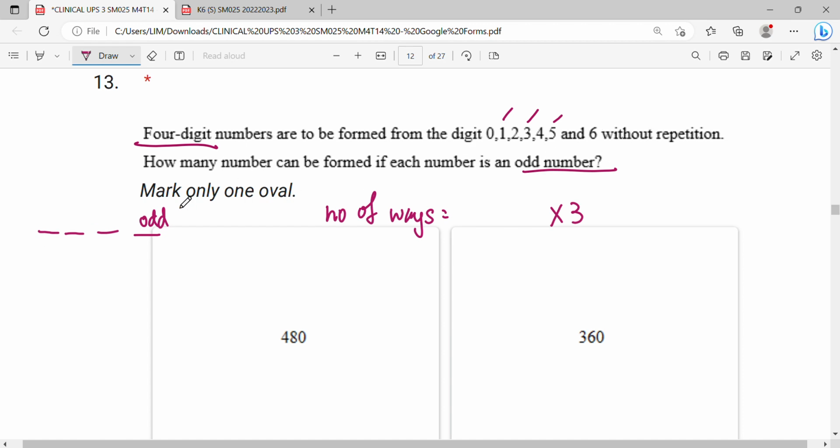Can I put 0 here? Can I put 0 in the first place? When I put 0, it is no longer a 4-digit number, right? So how many choices here? 1, 2, 3, 4, 5, 6. Then don't forget you already solved one place at the last, so you have 5 choices only.